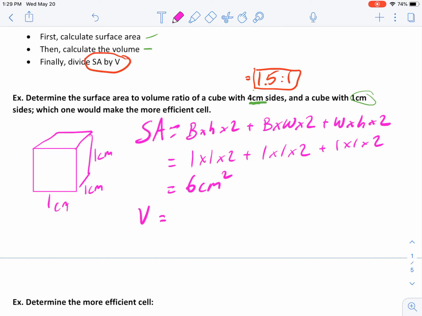Now our volume is again base times height times width, or 1 times 1 times 1, which is just 1. Then our surface area to volume is going to be 6 divided by 1, or 6 to 1.